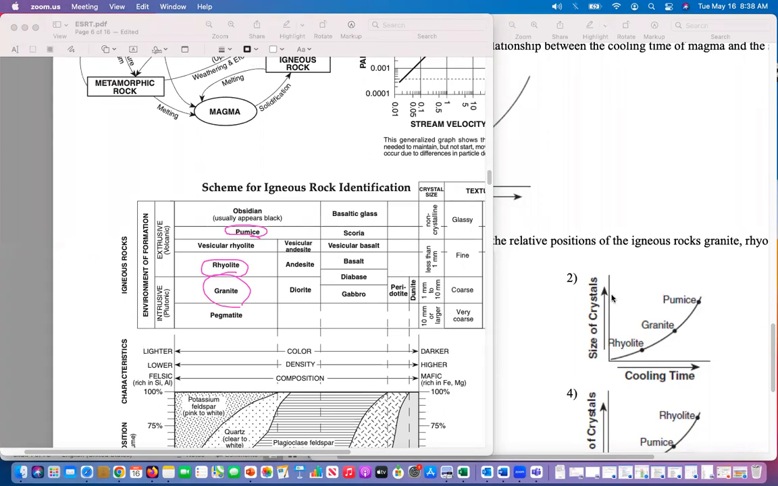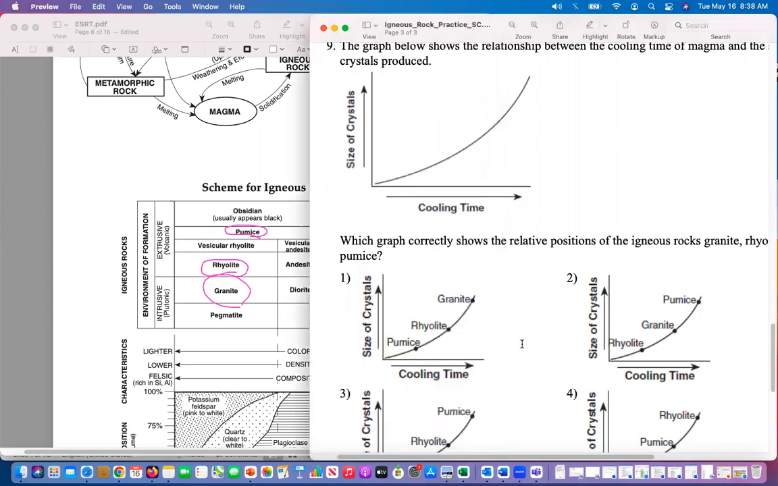All right. And one of the things that we know already, if it's an intrusive rock, it cools slow, right? So that means that my cooling time is going to be very long. If it's an extrusive rock, my cooling time is going to be quick. So automatically, I know I have to pick a choice where granite has to be the one that has the longest cooling time because it's an intrusive rock. When I take a look, the only one that shows that granite has the longest time is choice 1.